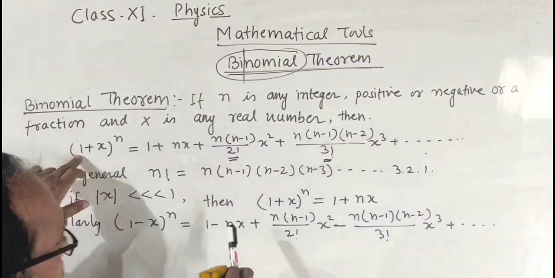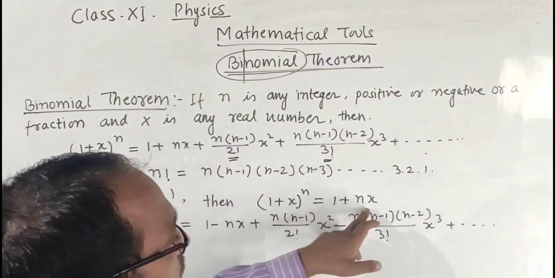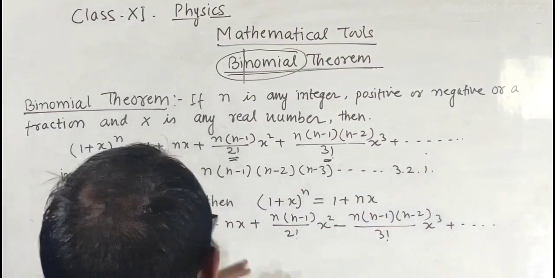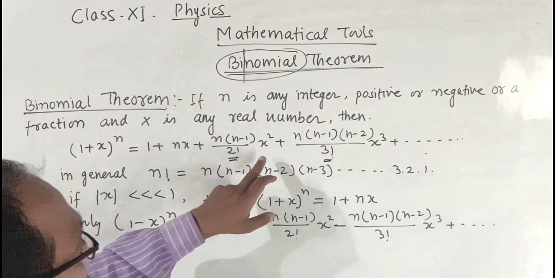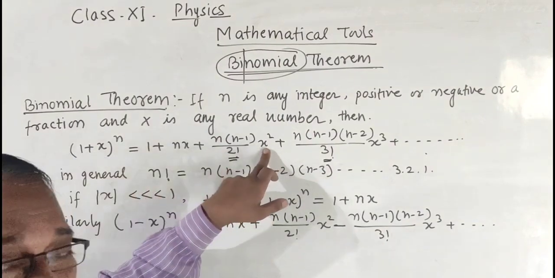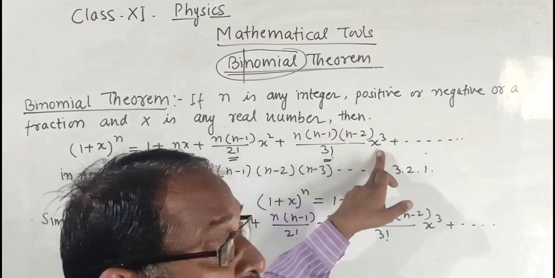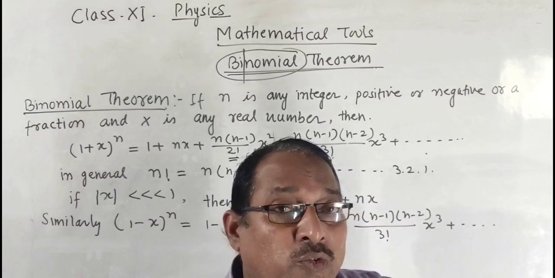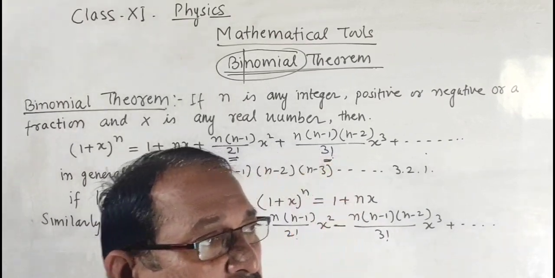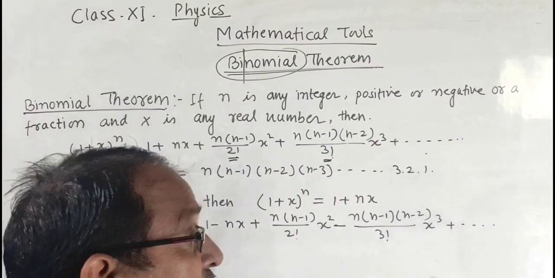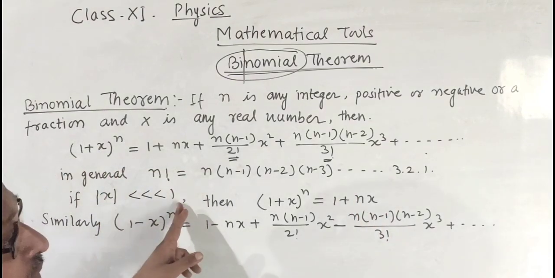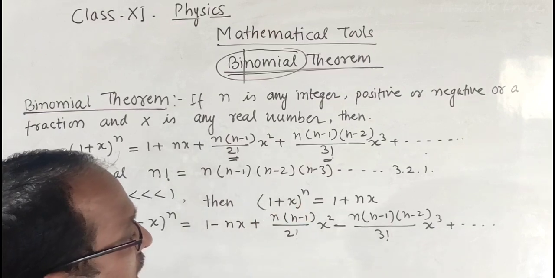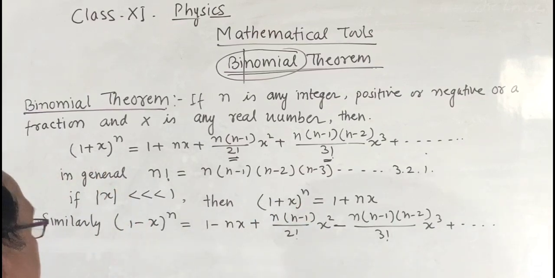So in that case, we can write (1 plus x) to the power n is equal to 1 plus nx, and the remaining terms we can neglect, because if x is smaller than 1, then x square will be much smaller, x cube will be further smaller, and as the power increases, the value will decrease. So we can neglect those terms. If mod of x is much smaller than 1, then we will use (1 plus x) to the power n is equal to 1 plus nx.